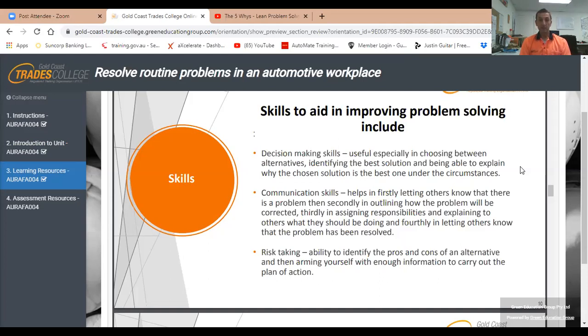Risk-taking, the ability to identify the pros and the cons of an alternative, and then arming yourself with enough information to carry out the plan of action. So maybe you need to take a little bit of a risk in considering the pros and the cons.